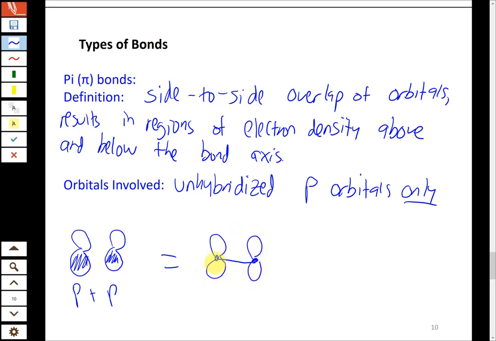So you'll have the like phases lined up, and you're going to have overlap regions above and below, like that. So that would be the direction of the pi bond. So it's sort of, again, two side-to-side orbitals coming together and overlapping above and below where the bond is. All right, so that's what a pi bond looks like. And it always involves unhybridized p orbitals that are going to be perpendicular to the direction of the bond.